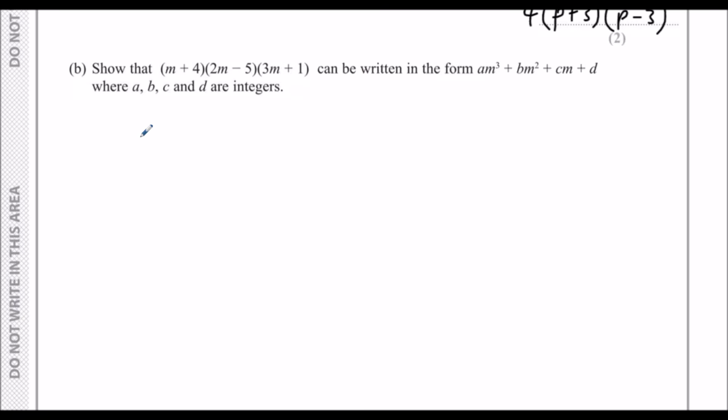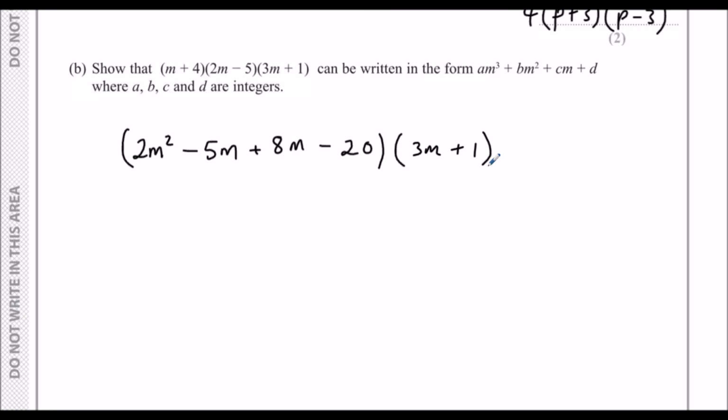So m times 2m is 2m squared. M times negative 5, negative 5m. 4 times 2m is 8m. And 4 times negative 5 is negative 20. And it's still multiplied by the last bracket, the third bracket, 3m plus 1. I can simplify the first bracket before I expand again. Minus 5m plus 8m is 3m. So 2m squared plus 3m minus 20 times 3m plus 1.